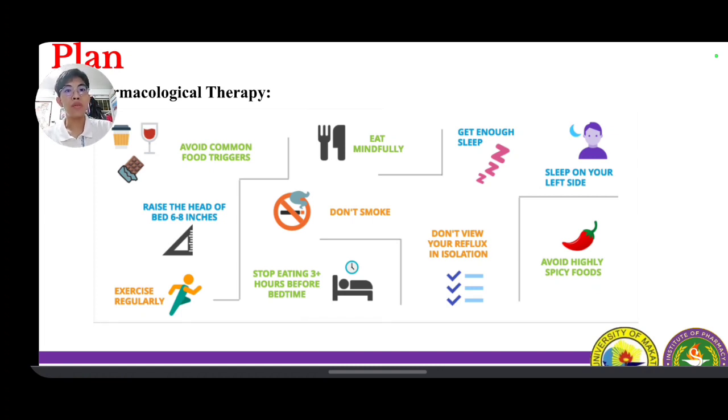Because as you know, if we consume food, the stomach produces a lot of acid in order to digest that food. And if you eat before sleeping, like a few minutes or an hour before, you have a lot of acid in your stomach, and lying down would make that acid escape the lower esophageal sphincter, and it will cause acid reflux or the chronic one, which is GERD. So also get enough sleep. Then don't view your reflux in isolation, and sleep on your left side.